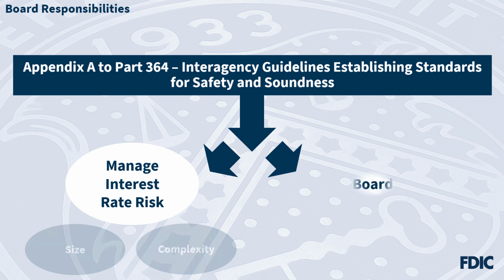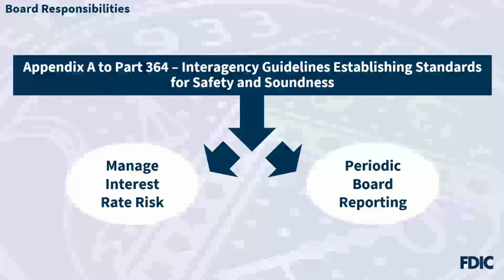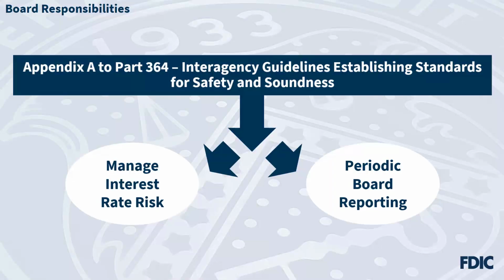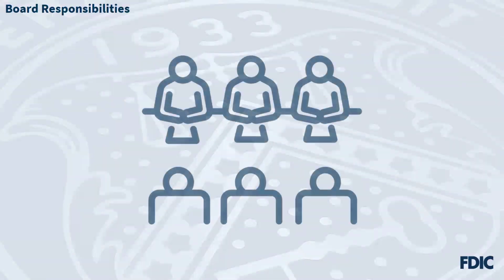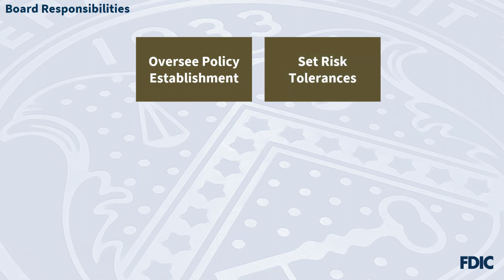The appendix also indicates that banks should periodically report their interest rate risk position to the board with adequate information for directors to assess the level of risk. The board is responsible for the bank's affairs. This would include establishing policies to govern the interest rate risk management program and setting risk tolerances based on the monitoring program, earnings position, and capital levels.